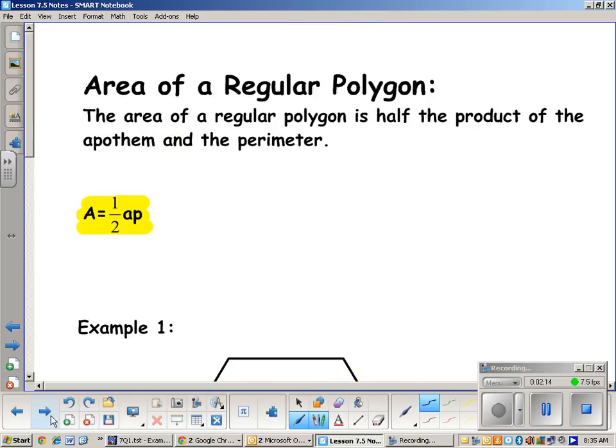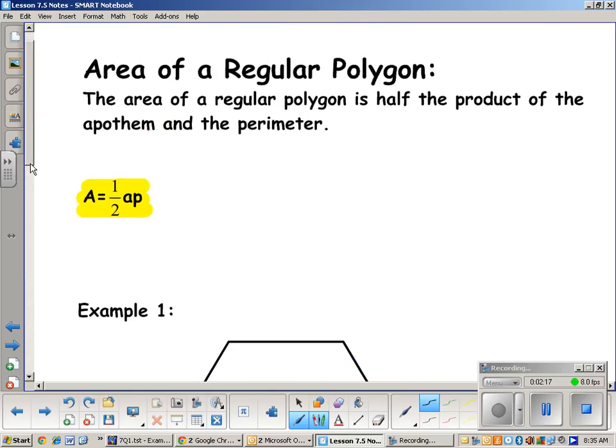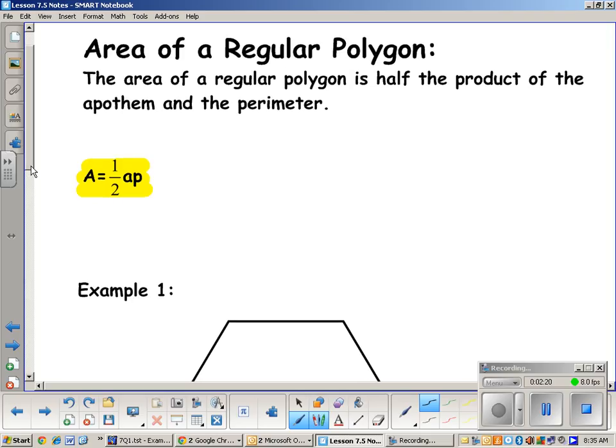All right. What's the formula for the area of a regular polygon? The area of a regular polygon is half the product of the apothem and the perimeter. So area is equal to 1/2 AP. Yeah, product means times. Half the product, so it's apothem times perimeter.